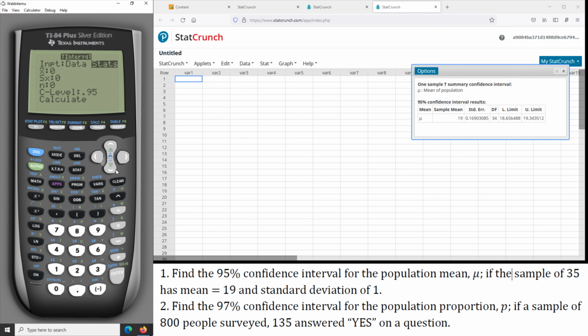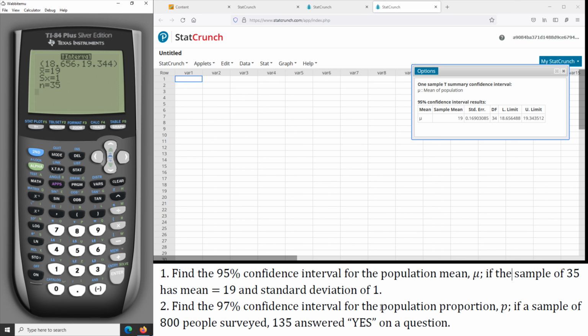For this statistic, we have the mean of 19, standard deviation of 1, and the sample size of 35. We compute the 95% confidence interval and calculate. We have 18.656 and then 19.344. So the answer should be the same. So that is the confidence interval for the population mean. We use T Interval on the TI-84 calculator and we go to T Stat for StatCrunch.